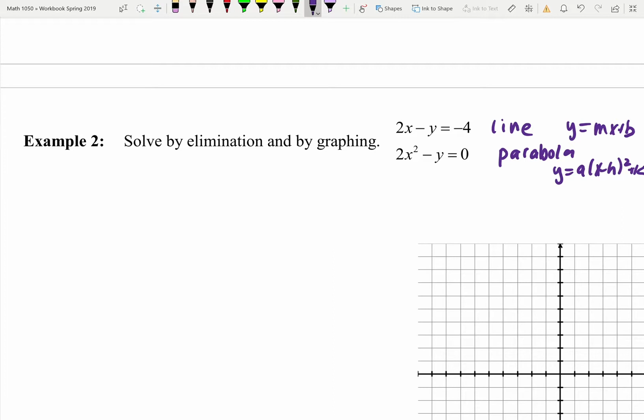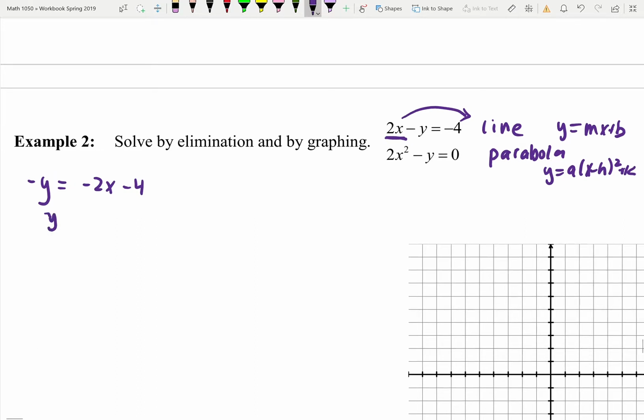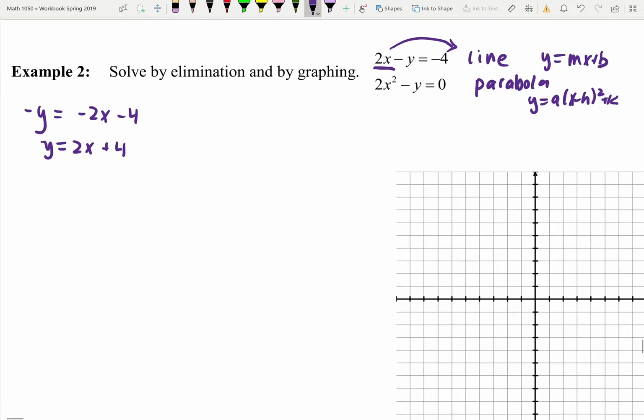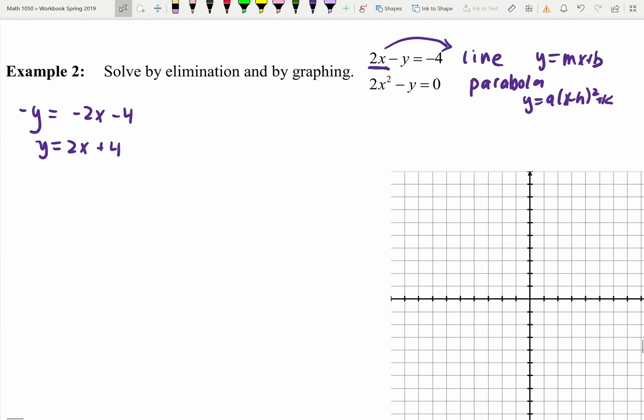Okay. So let's worry about this line. I have to solve this for y. So I'm going to take this 2x and pull it that way. So I have negative y equals negative 2x minus 4. But I'm supposed to be solving for y, so now I change the signs and I get y equals 2x plus 4. Okay, that's ready to go. Let's solve the parabola. So I'm going to take this negative y right here, pull it over to the right, and it becomes a positive. So then my next equation is y equals 2x squared.